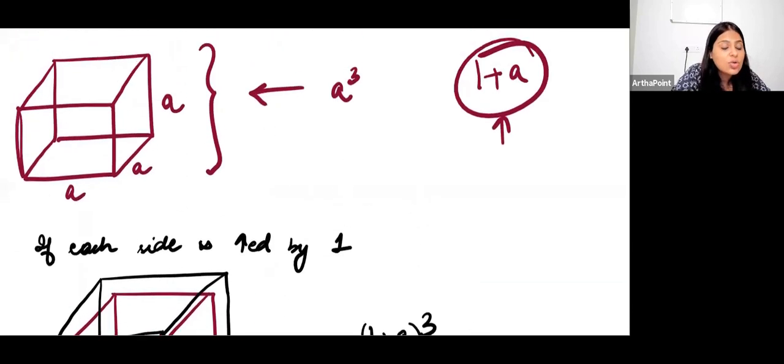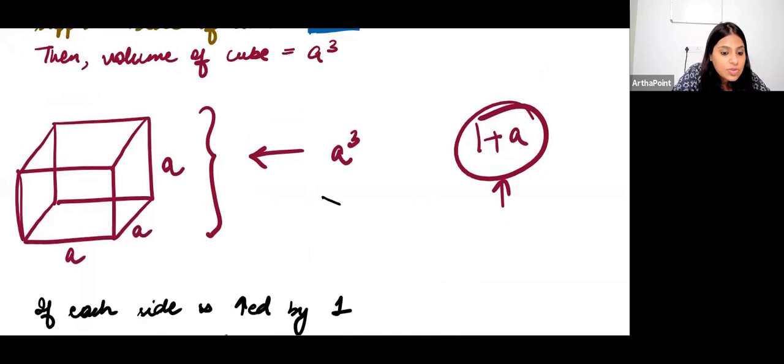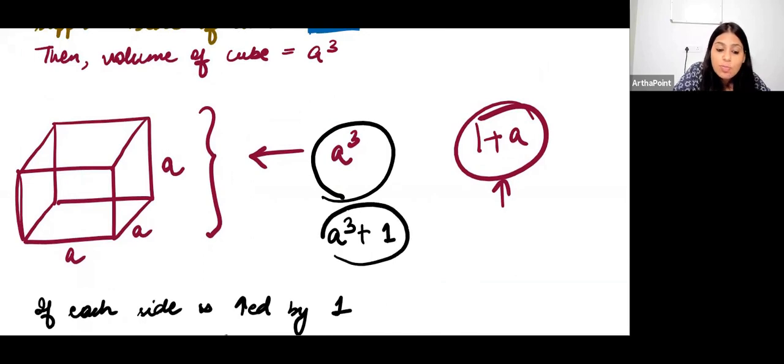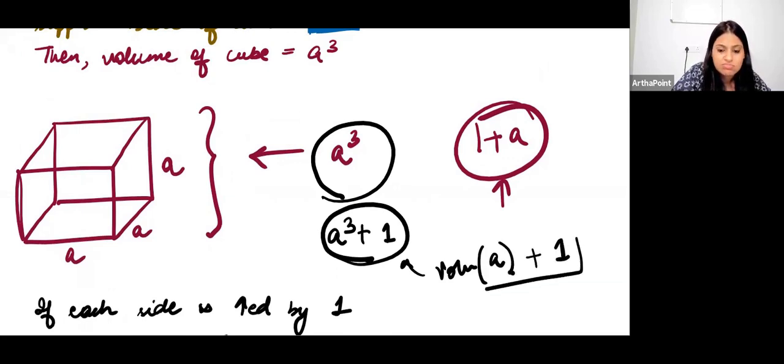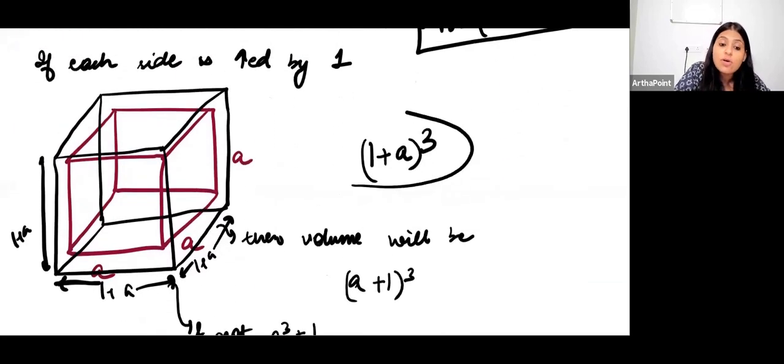If I ask you what will be this volume plus 1, it will be A cube plus 1. So A cube plus 1 is the volume of a cube which has the side as A, and you're just adding 1 to it, which means nothing. And here you're finding the volume of the cube whose side is 1 plus A. The two things are very, very different.